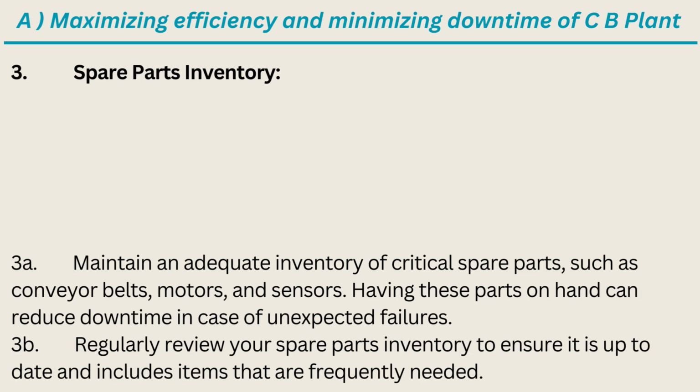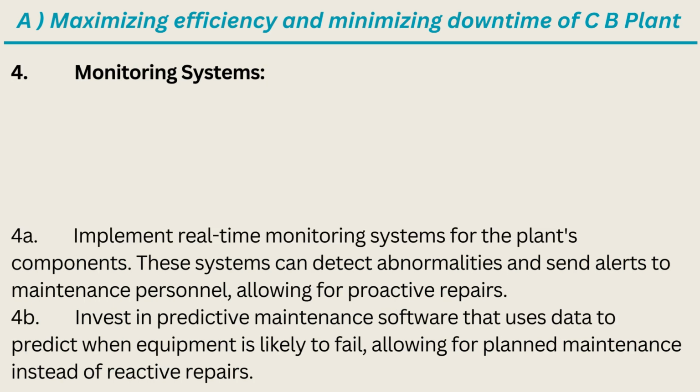3. Spare parts inventory. 3A. Maintain an adequate inventory of critical spare parts, such as conveyor belts, motors, and sensors. Having these parts on hand can reduce downtime in case of unexpected failures. 3B. Regularly review your spare parts inventory to ensure it is up to date and includes items that are frequently needed.